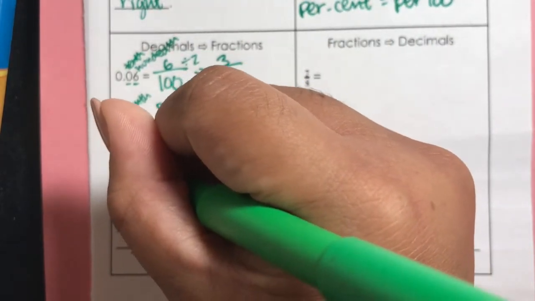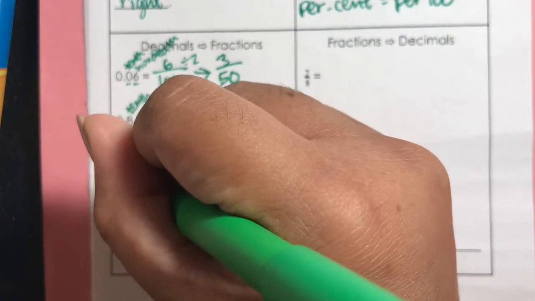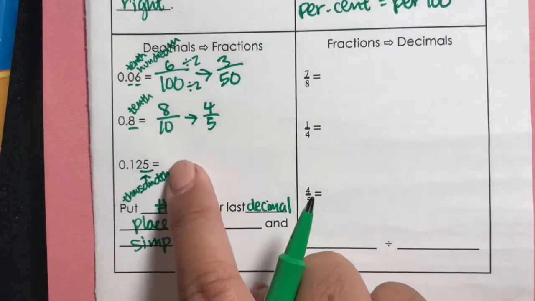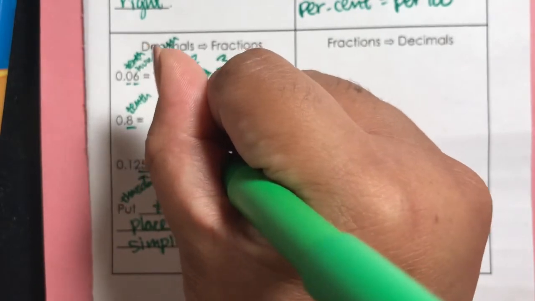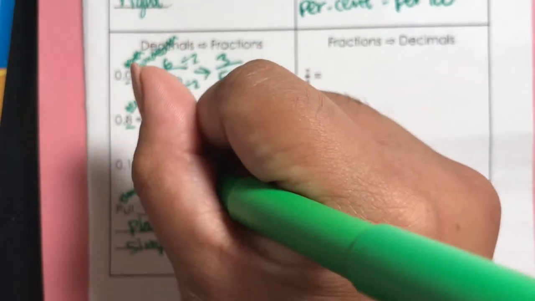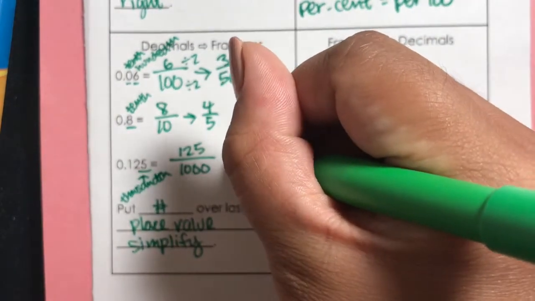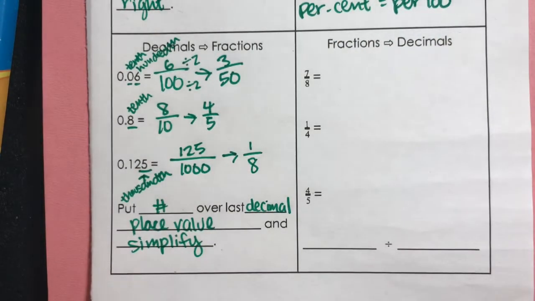Okay, so 0 and 125 thousandths. The 5 is the thousandths place. So that means you're going to have 125 over 1,000, which will be simplified to 1/8.